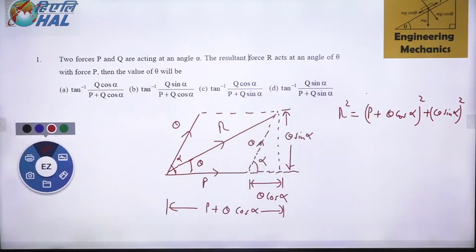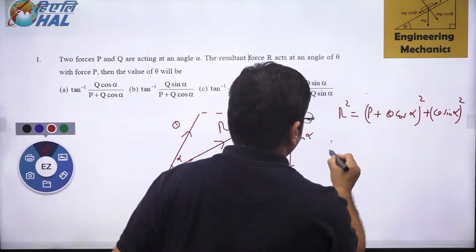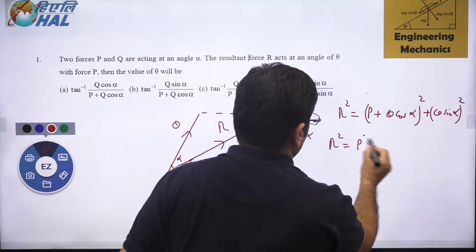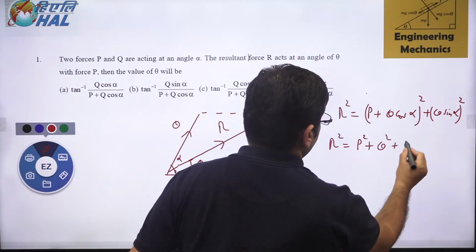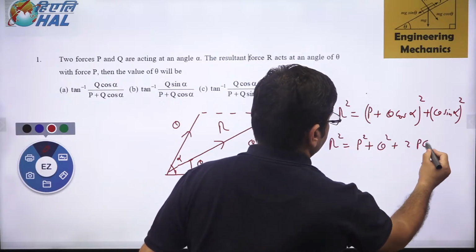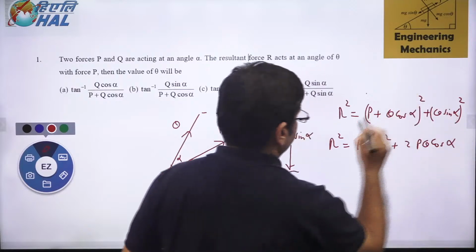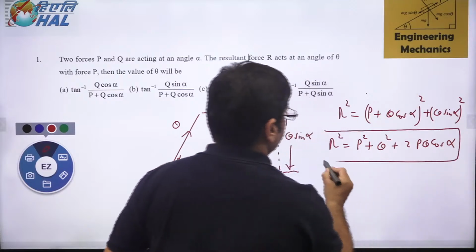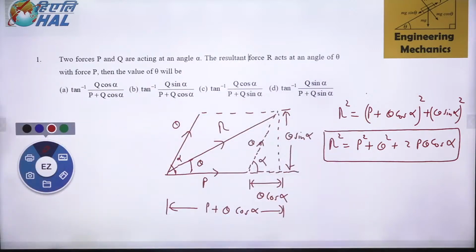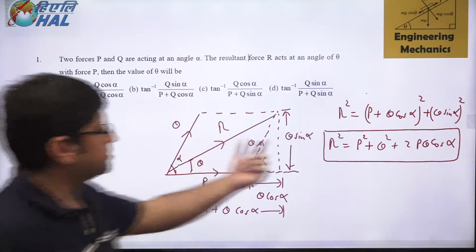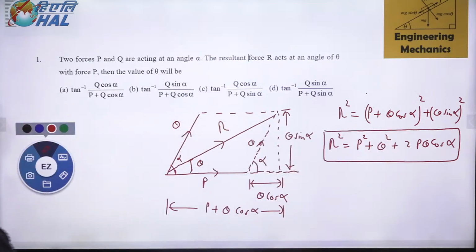So by Pythagoras theorem, R square is equal to (P plus Q cos alpha) square plus (Q sine alpha) square. When I open it up, this becomes R square is equal to P square plus Q square plus 2PQ cos alpha. This is a very, very important formula between two forces or two vectors. When two vectors are at some angle alpha, then the resultant is P square plus Q square plus 2PQ cos alpha.